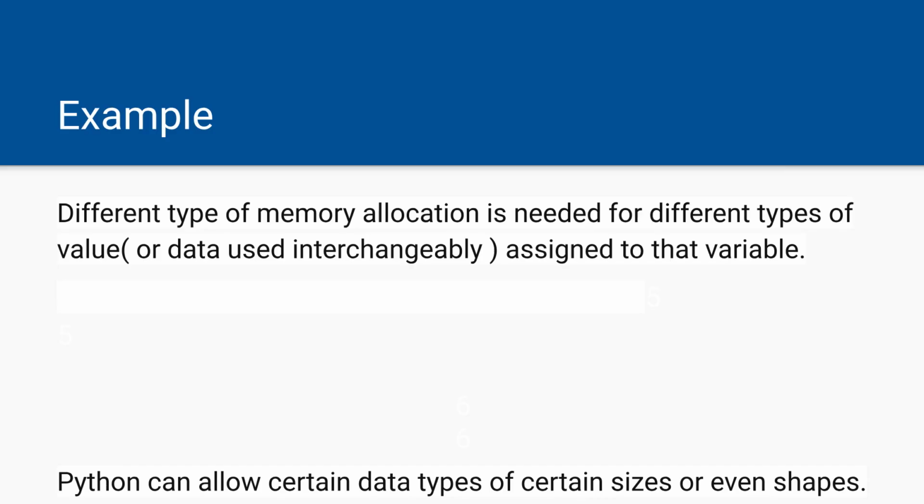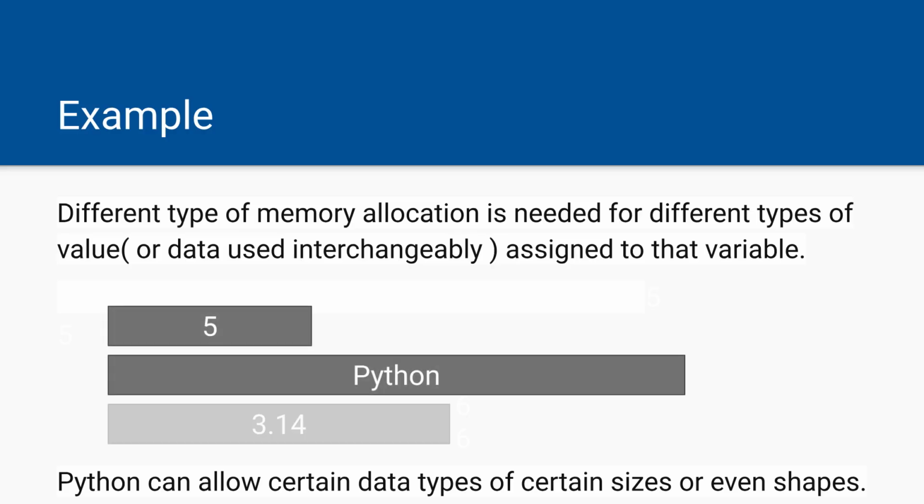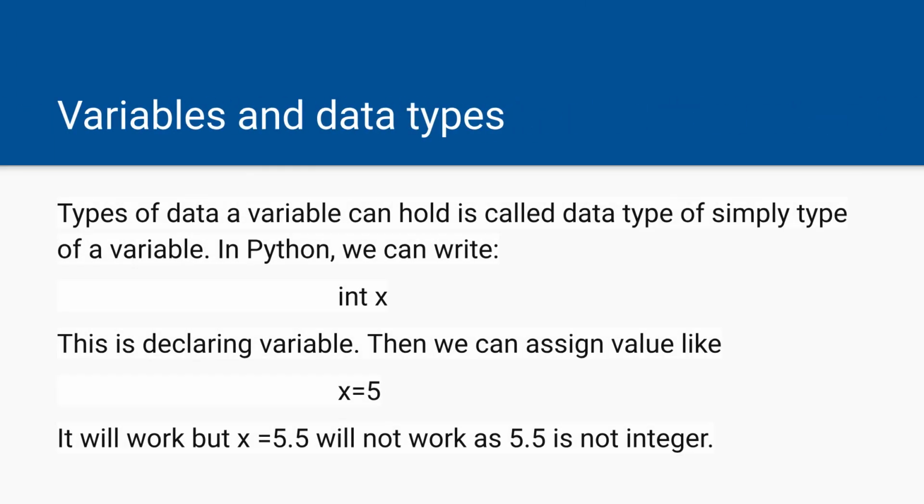Different values, or data, require different types of memory allocation. Python can handle various data types of different sizes and structures, as shown by the examples of 5, Python, and 3.14. The type of data a variable can hold is called its data type.